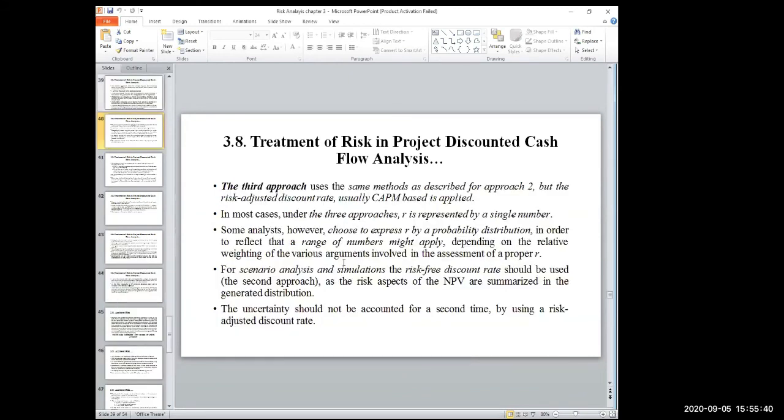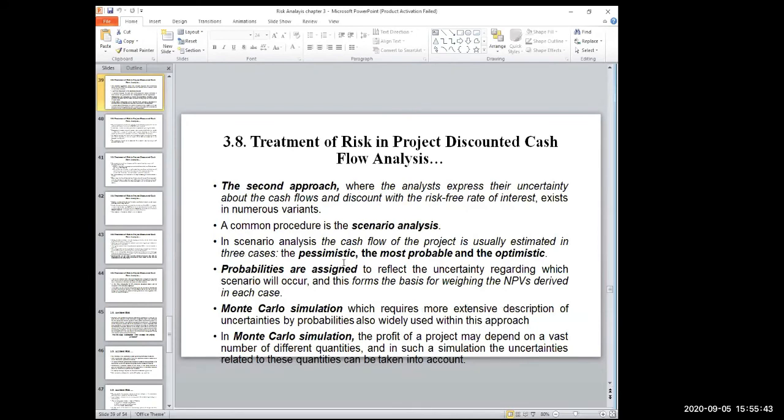So the second approach is, we have to fix the uncertainty, the uncertainty about cash flow, and use the risk-free rate in order to determine the value of the project today, the future value of the project. In this approach the most applicable procedure is the use of scenario analysis and simulation analysis, especially Monte Carlo simulation analysis. So how do you make scenario analysis as a second approach?